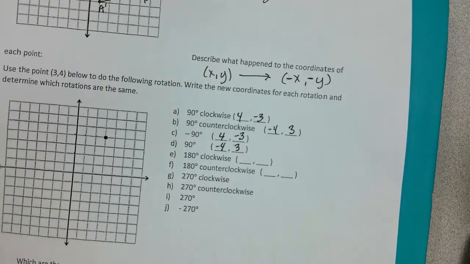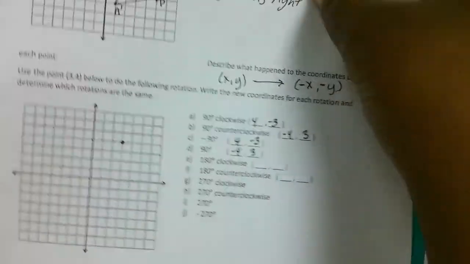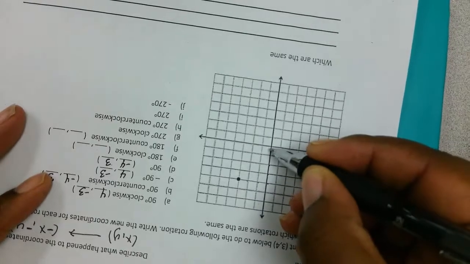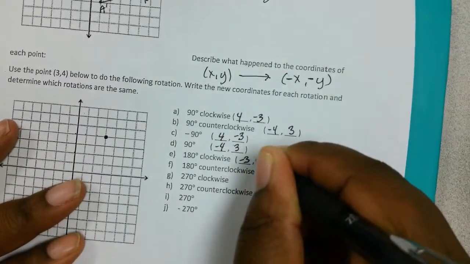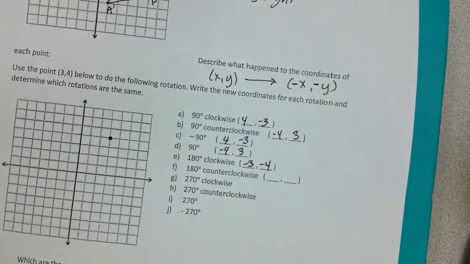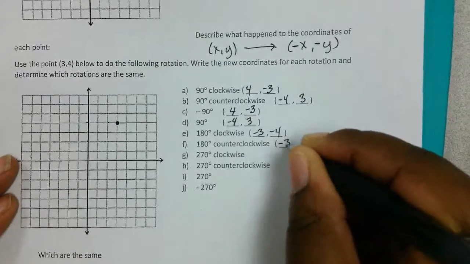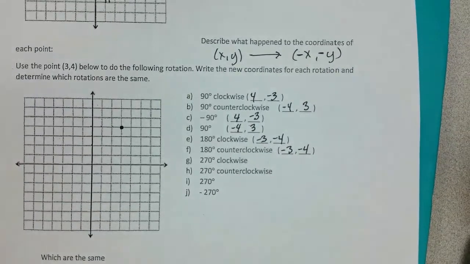180 clockwise, that'd be 2 turns to the right. So turn your papers 2 turns to the right, 1, 2, and we can see that now this is located at -3, -4. It's in that 3rd quadrant. So I'm going to put -3, -4. Well, what happens if I turn it 180 degrees counterclockwise? That's 1, 2 to the left. Same spot, -3, -4. So it tells me that when I'm turning it 180 degrees, it doesn't matter if it's clockwise or counterclockwise, it's going to be the same thing.